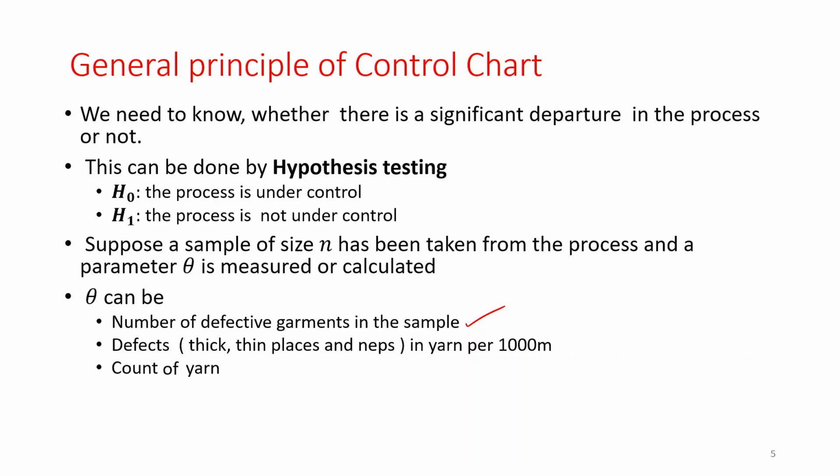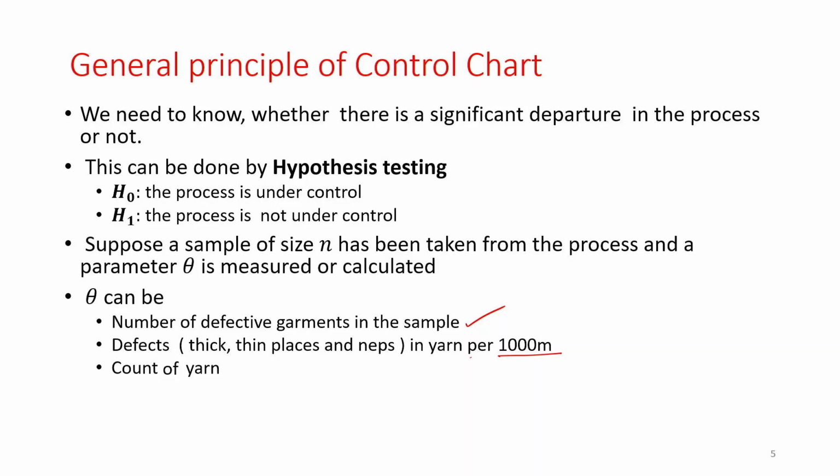So this way, if I keep taking samples of 100 shirts from the process line at a certain interval, maybe shift-wise, then I can get some data on what percentage of shirts or garments are defective. So theta could be the proportion of defective garments produced by the process, or it could be defects in the yarn per 1000 meter. How many defects? Defects in the yarn are thick places, thin places, neps. How are they varying within 1000 meter, how many defects are there?